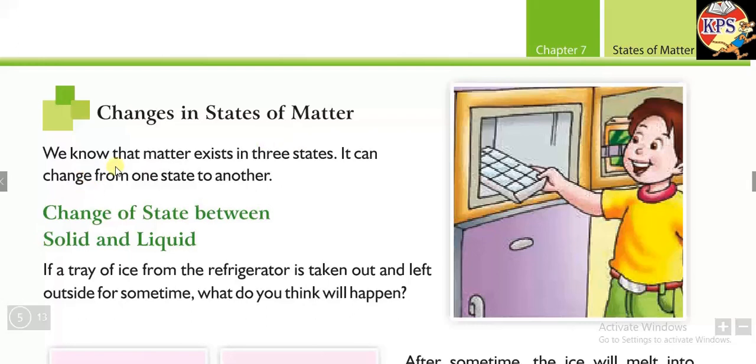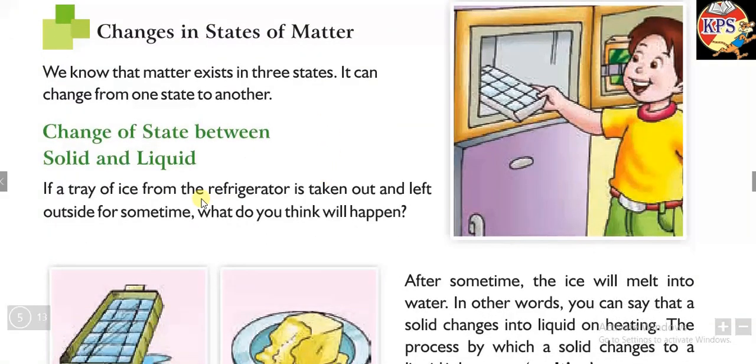We'll read here. We know that matter exists in three states. It can change from one state to another. Like ice is in solid state, and if you are melting it, then it will change into liquid state. So this is how matter changes from one state to another. Change of the state between solid and liquid.